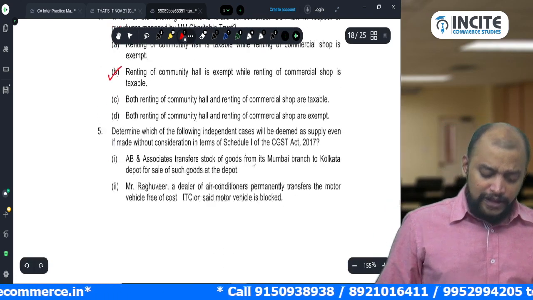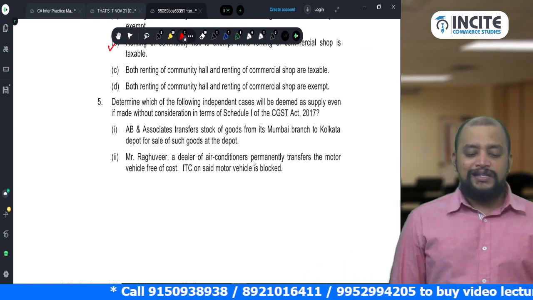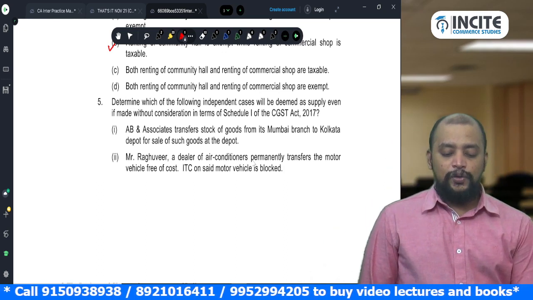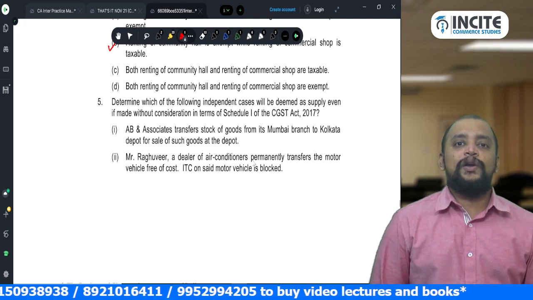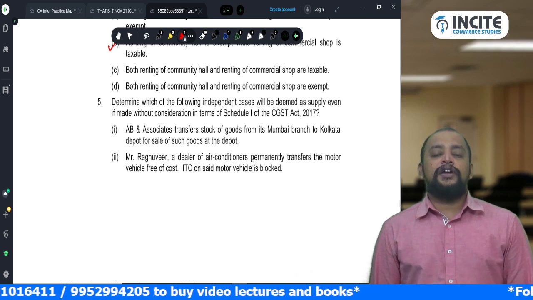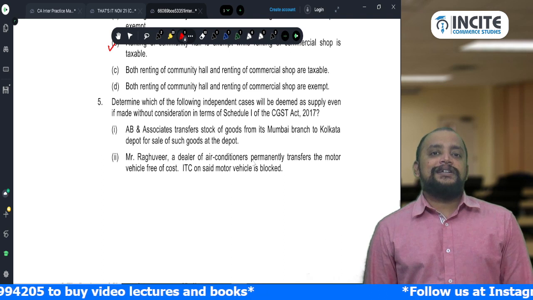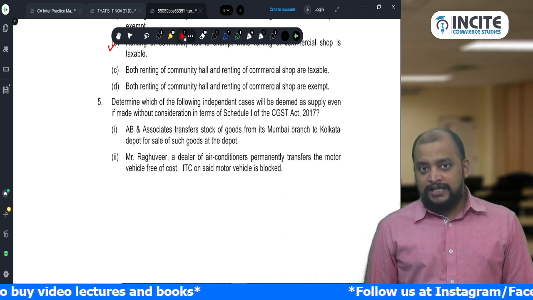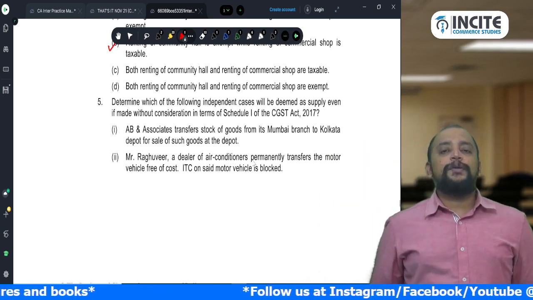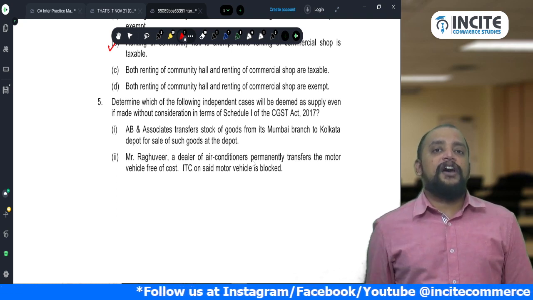Then determine which of the following independent cases will be deemed as supply even if made without consideration in terms of Schedule 1 of CGST Act, that is Section 7, 1C. What are the activities under 7.1C? DRIP. D for disposal of business asset on which ITC is availed. R for related party transaction. I for import of services from a related person or another establishment located outside India. P for principal agent transaction, when agent undertakes to make, supply or act on behalf of principal.